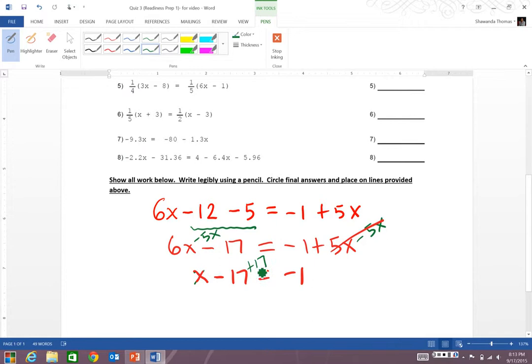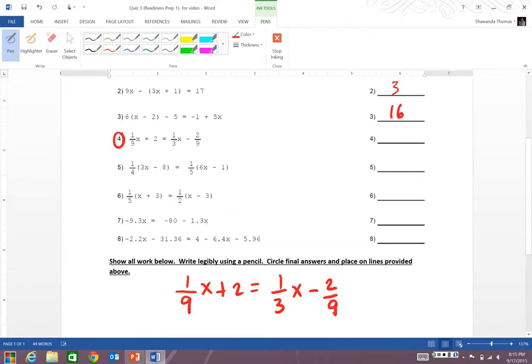So you do the inverse of that. Since it was minus 17, we add 17 to both sides, of course. Now we have x equals negative 1 plus 17 is 16. Make sure that you understand integer rules. That's the foundation for doing well in this course. Make sure you understand integer rules.